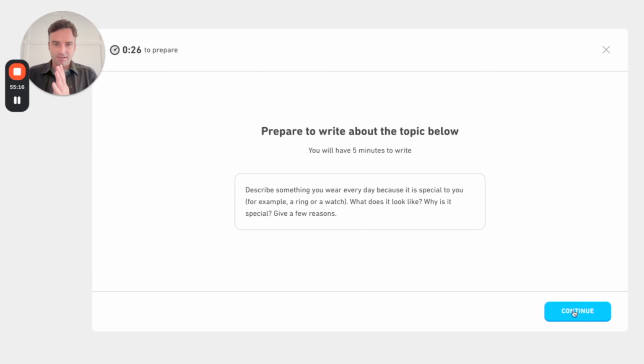Okay, this is writing. Describe something you wear every day because it's special to you. For example, a ring or a watch. What does it look like? Why is it special? Okay. Another thing you should know about these samples is that the universities that you apply to will be able to see them, both your writing and your speaking. So that adds a bit more pressure.